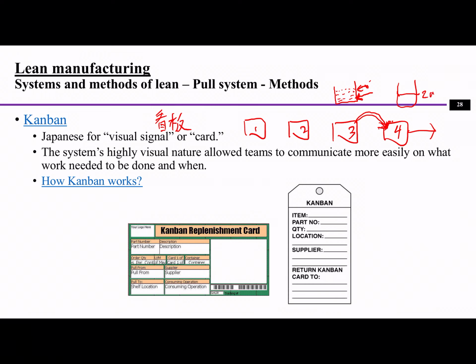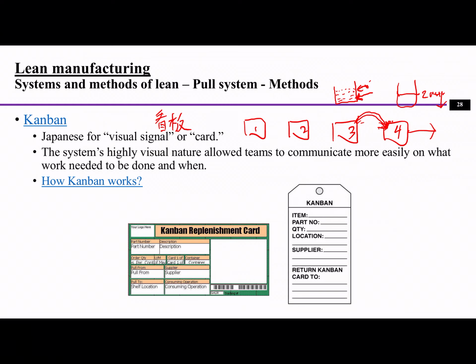Say you have 2 units. What happens is after 2 units are used, it's running low. It means 4 needs more products. 4 needs another 8 units. And then this information will pass to 3.